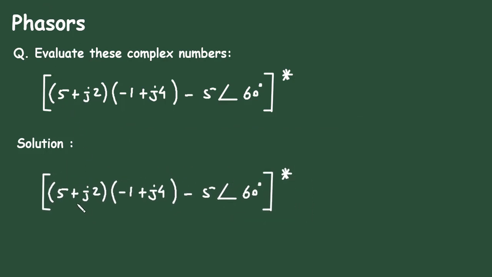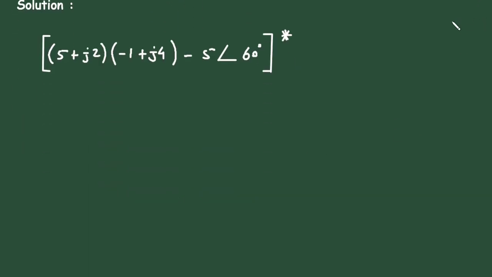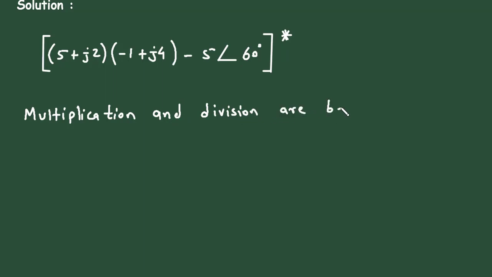Now here we can see this is in rectangular form. This is also in rectangular form, and this is in polar form, and the whole of this is the complex conjugate. So first of all, here it is the multiplication. We know that multiplication and division are better performed in polar form.